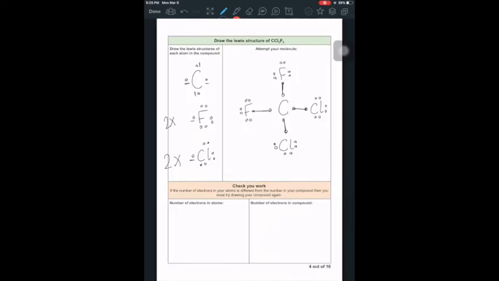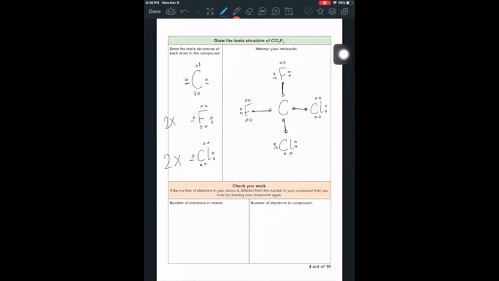So this is what my compound would look like. It would be a carbon in the center and all of these sticking out the side of it. Remember that we have to draw our lone pairs. That's part of what you're supposed to do. Now let's check to see if this is correct. Remember, if the number of electrons in my atoms is the same as the number of electrons in my compounds in a neutral compound, then I know that I've done this correctly.